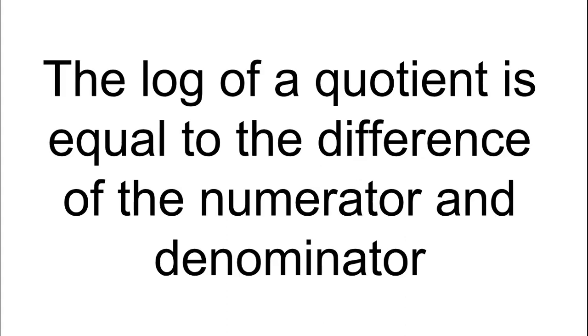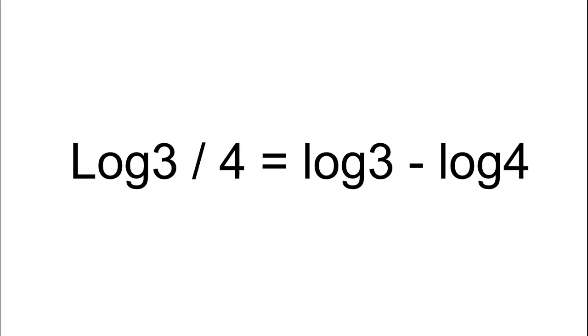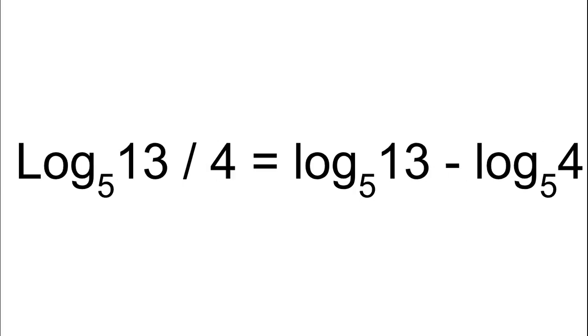difference of the numerator and denominator, which means that log base b of m divided by n is equal to log base b of m minus log base b of n. You should quote me on it. Log base 3 of 4 equals log 3 minus log 4. Now here you can see an example of a common log. Common log is where it's base 10. And then log base 2 of 5 divided by 9 is equal to log base 2 of 5 minus log base 2 of 9. Log base 5 of 13 divided by 4 is equal to log base 5 of 13 minus log base 5 of 4.